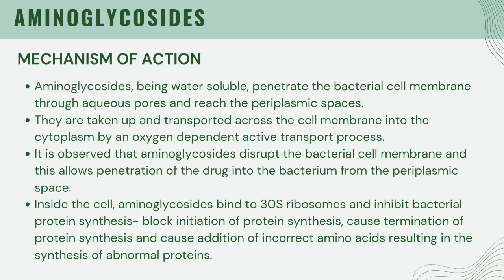Aminoglycosides, being water-soluble, penetrate the bacterial cell membrane through aqueous pores and reach the periplasmic space. They are also taken up and transported across the cell membrane into the cytoplasm by an oxygen-dependent active transport process. It is observed that aminoglycosides disrupt the bacterial cell membrane, and this allows penetration of the drug into the bacterium from the periplasmic space. Inside the cell, aminoglycosides bind to the 30S ribosomes and inhibit bacterial protein synthesis. These block initiation of protein synthesis, cause termination of protein synthesis, and cause addition of incorrect amino acids, resulting in the synthesis of abnormal protein.